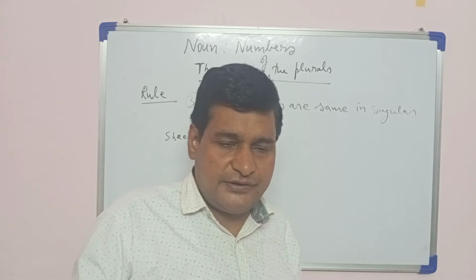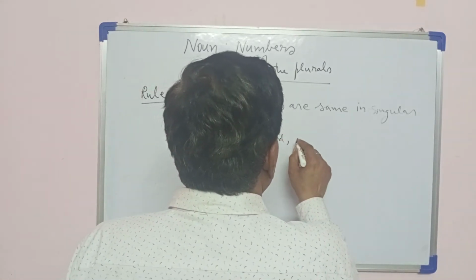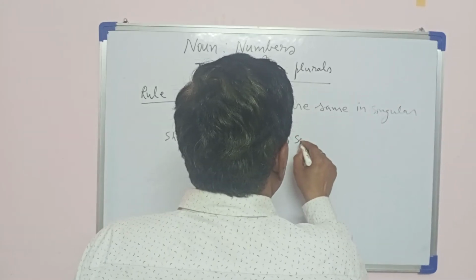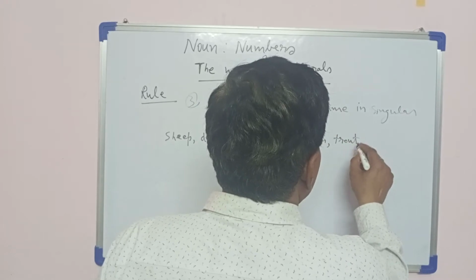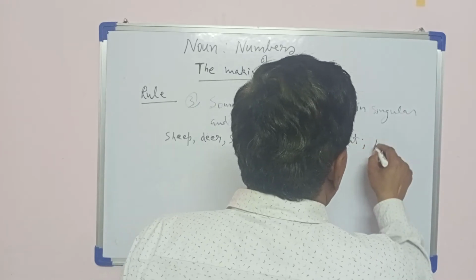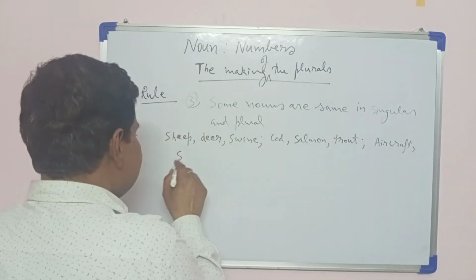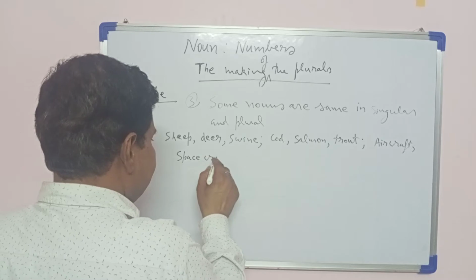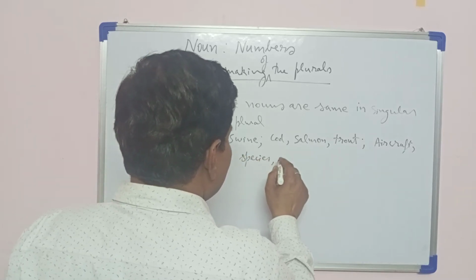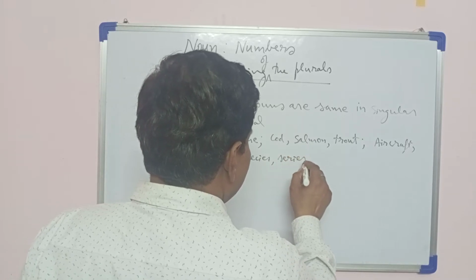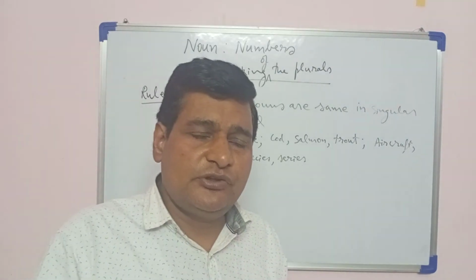Some varieties of fish like cod, salmon, trout, aircraft, spacecraft, species, series. These are the nouns which will remain the same in both singular and plural.